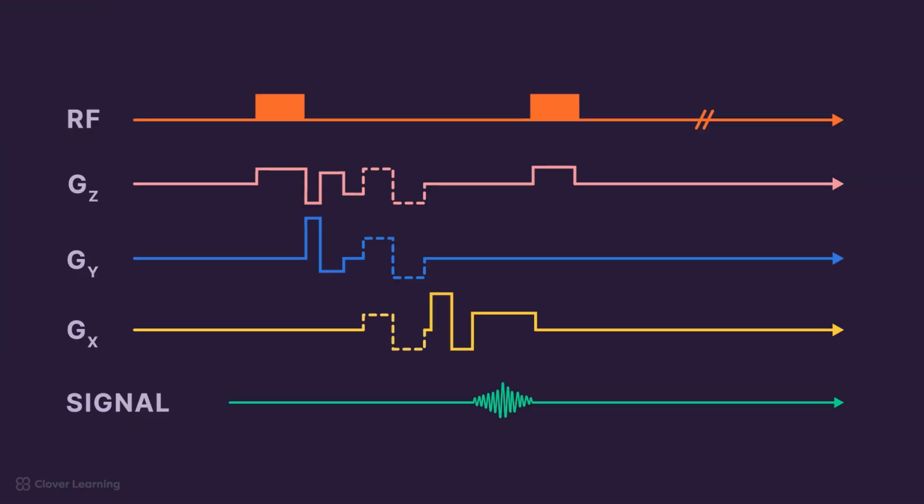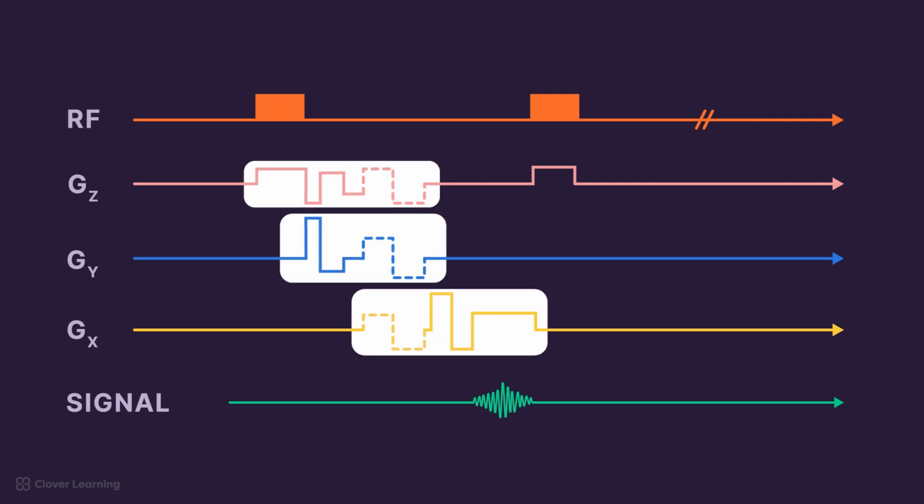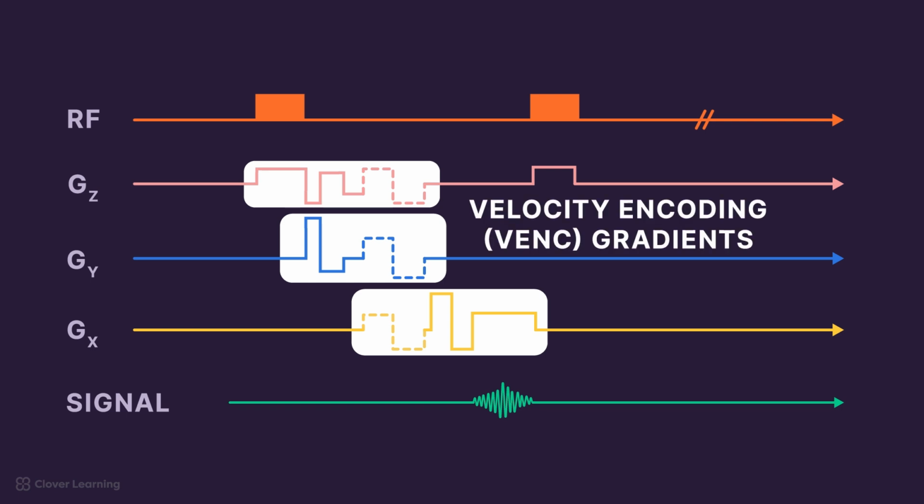Phase contrast MRA acquisitions use gradients applied along all three axes, x, y, and z, to encode the velocity and direction of moving blood. These are called velocity encoding, or Venc gradients. These magnetic field gradients control the degree and direction of the phase shift of the magnetic moments of the hydrogen nuclei. Before the application of the Venc gradients, a sequence is conducted to collect a reference image. This reference image can be used later to create an angiogram.